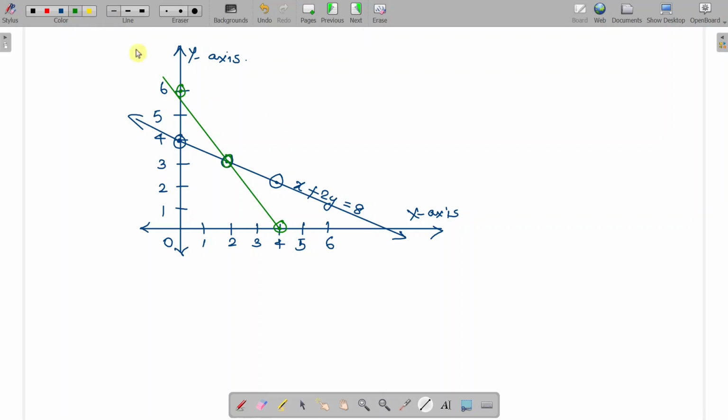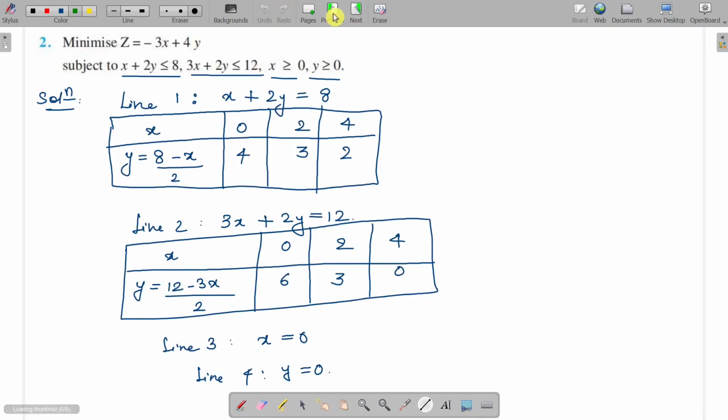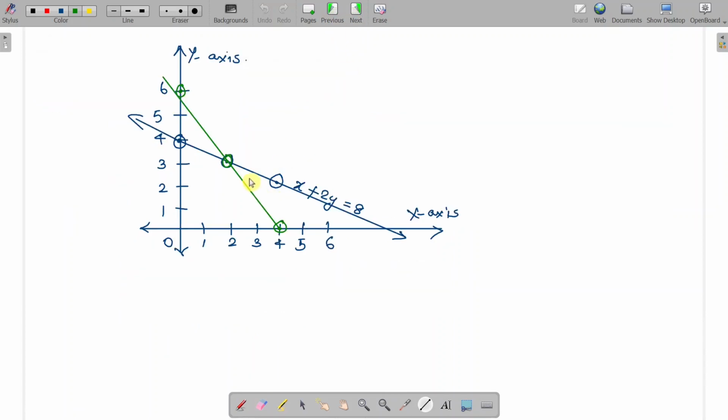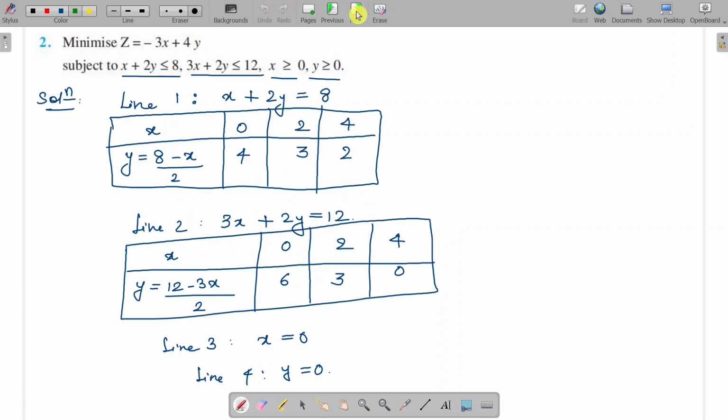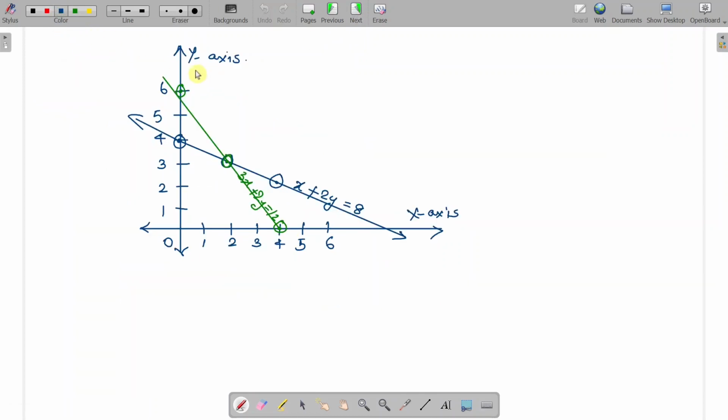Okay, so that is which line? 3x plus 2y equal to 12. Now the third line, you know, it is the y axis, x equal to 0. The fourth line is the x axis, y equal to 0.